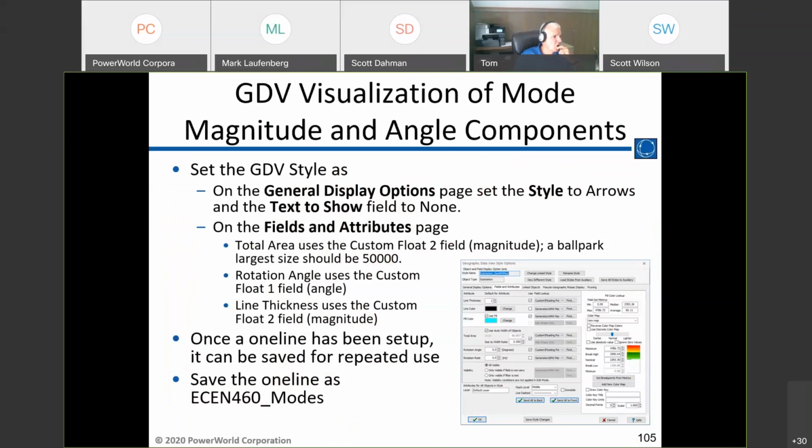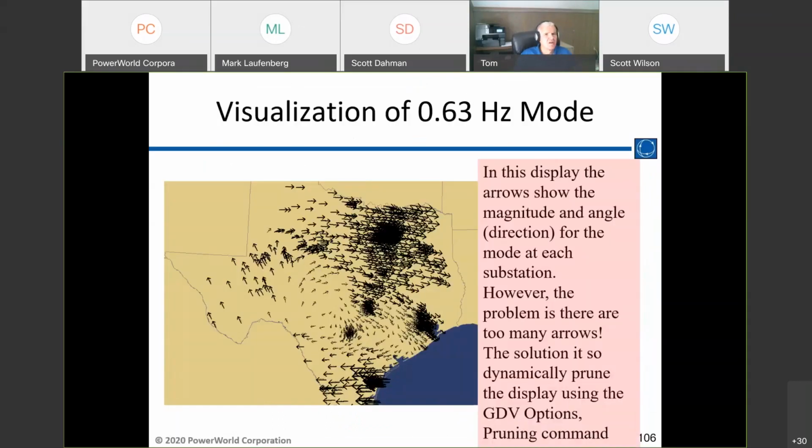So these are just some pictures I'm showing. This is a calculation of modal analysis on a synthetic grid. This isn't actually the Texas grid, but we calculated the modes of an oscillation in this fake grid. And if you put arrows on the screen with an angle representing, at that particular generator, the mode magnitude and angle, you can get pictures that look like this.